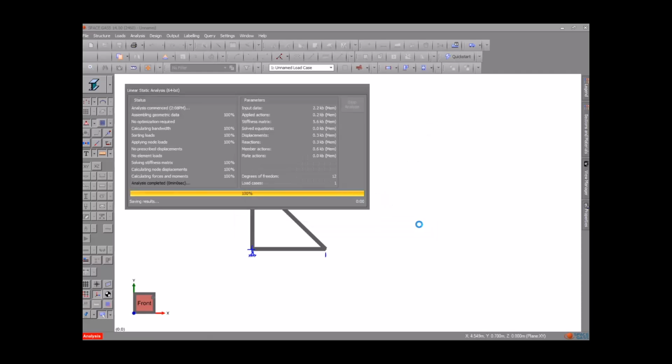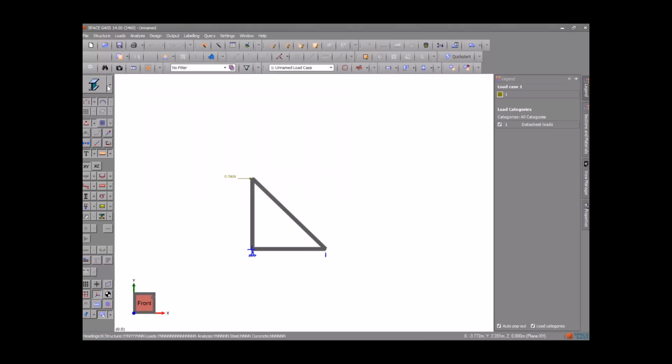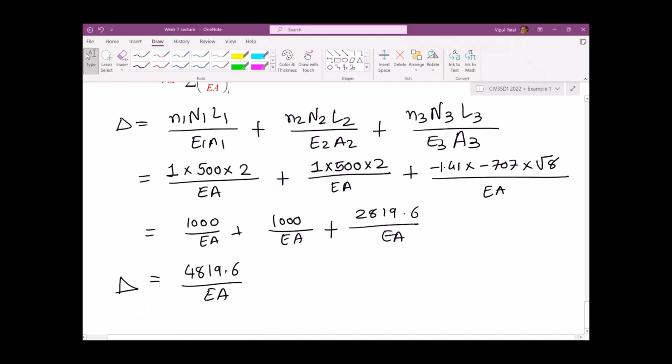Yep, analysis completed successfully, and you want to just keep it in the wireframe and see the displacement. Displacements here. Okay, so in the X direction 0.02 millimeters, right? That's what we want to find. So let's check with our calculations here.